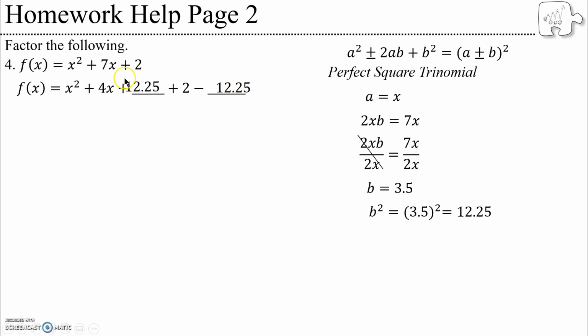The first 3 terms are just going to be our a plus our b, squared. So a is x, b is 3.5, so it'll be x plus 3.5 squared, and 2 minus 12.25 is negative 10.25. So remember, do problems 3 and 5, and you're done.